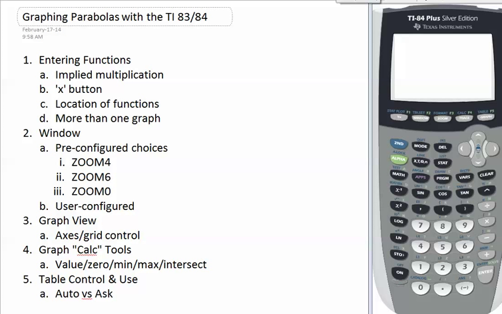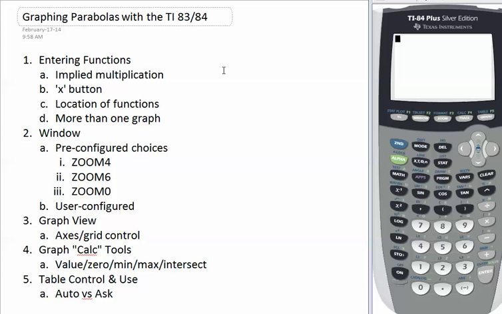Hi, in this video, you're going to learn how to use the TI-83 or 84 calculator to graph parabolas, and we'll use that as an example of the types of functions you can graph while controlling the graph window and getting information from the graph, as well as tables of values. I've listed the topics to be covered over on the left side, and we're going to work through them in that order.